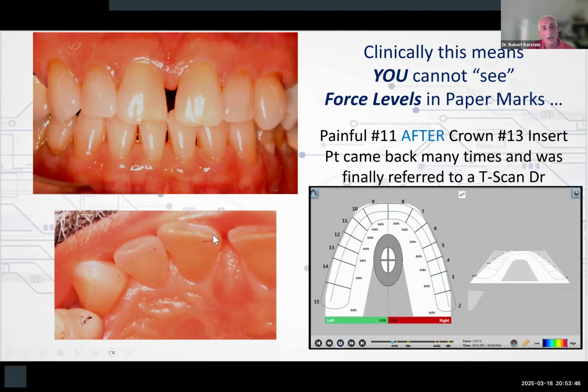Well, this is what I saw the first day. This is tooth number 11 mesial, right? But this is what the T-Scan showed us. Watch tooth number 11 outpace every other contact, right?